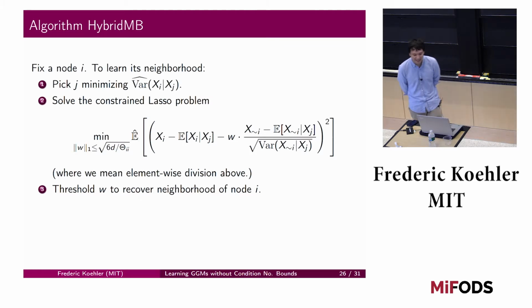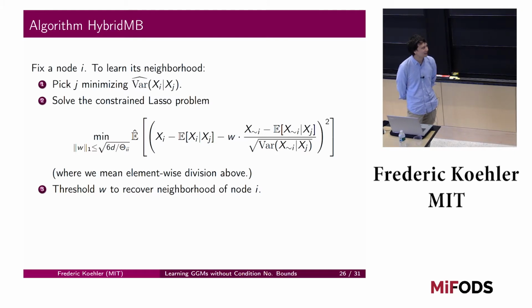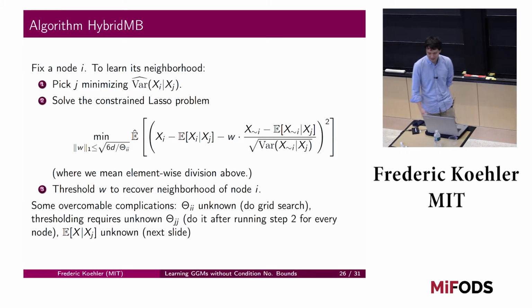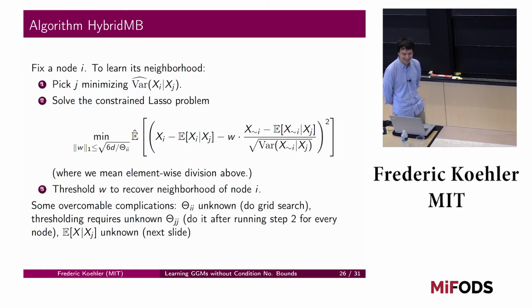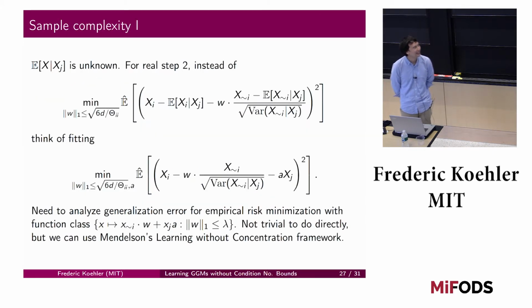Okay, so here's basically the algorithm. I do 1 step of greedy. Now I set up the same lasso problem that I described before. For reasons of convenience, I set it up as the constrained lasso instead of the penalized lasso. That's not fundamental. I solve that, and then I do some relatively straightforward thresholding, and I recover the neighborhood of node I. There are a bunch of complications here because I use a parameter theta I, which I don't know, and also I use some conditional expectation, which I also don't exactly know.